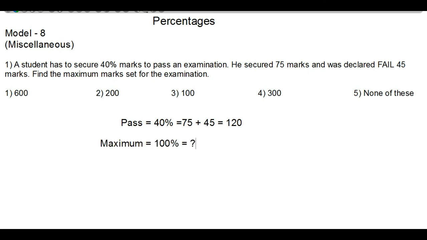So this should be equal to what? As you can see here, we know that 40% is 120, so 100% should be what? By cross multiplication, we get the required answer. The maximum marks here would be 100 into 120 divided by 40, which is 3 into 100, 300. So this is how we can solve these types of questions, by finding out the passing marks, from which we can get the required maximum marks.